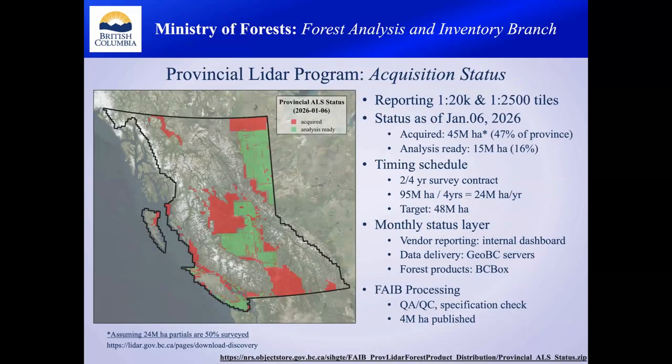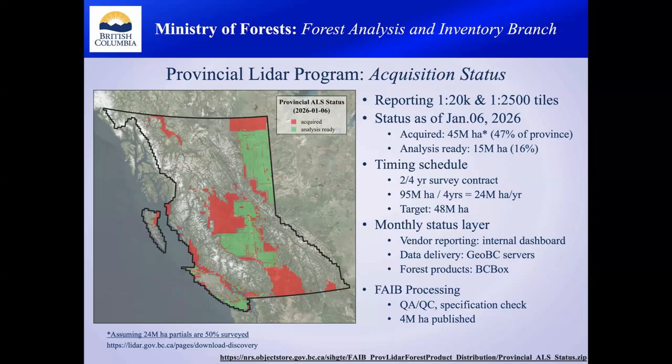So in terms of the provincial LiDAR program, the acquisition status for this is being managed at a 1 to 20,000 and 1 to 2,500 tile map sheet scale. That's just due to some changes in the processing scheme at GeoBC, who manages the acquisition and the pre-processing of the data. The status as of January 6th was we had roughly 45 million hectares of the province covered, so almost half. And of that, there's 15 million hectares that are analysis ready, so 16%.